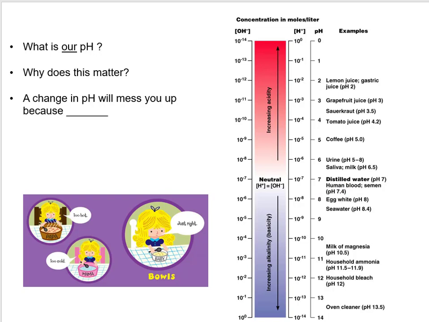We'll talk a little bit more about pH when it becomes more directly relevant and how pH will mess us up. But what you need to understand for right now is that this is the pH scale. It's a measure of acidity with lower numbers indicating greater acidity and higher numbers representing increasingly basic environments. So that is your pH scale.